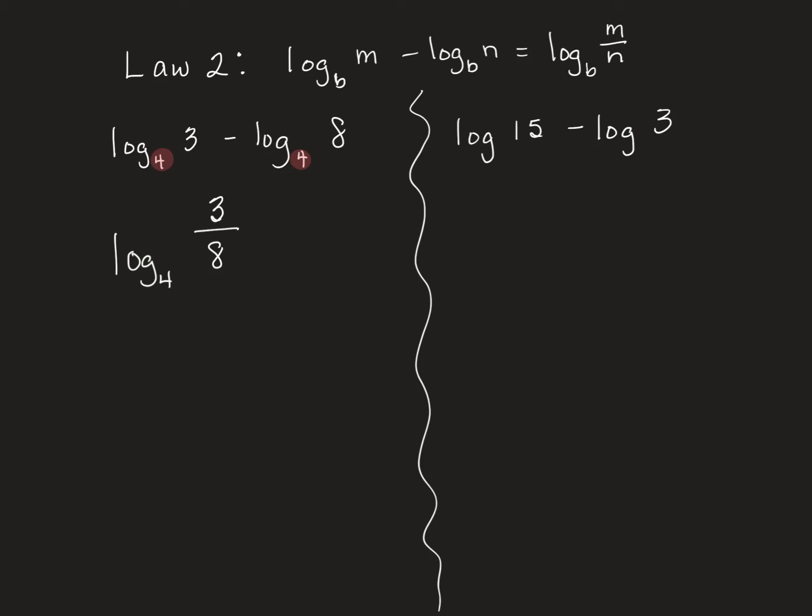Try the next one. So for this one, again, even though we don't see a base here, we understand that's a 10, because nothing's there, okay? So this is telling me to go log and then 15 over 3. That can be simplified. So if it can be simplified, you should simplify it and tell me that's just log of 5. Okay? Our first one couldn't be simplified, so I would leave it. But if it can be simplified, you should simplify it.